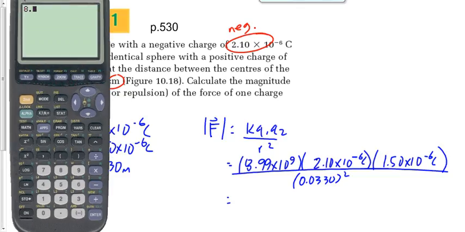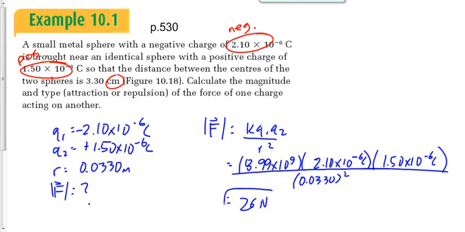We got 8.99 times 10 to the 9 times 2.1 times 10 to the minus 6 times the 1.5 times 10 to the minus 6. Now let's press equals, and then let's divide that by 0.033 squared. And we end up getting 26 newtons. All right, good. There's the magnitude of the force.